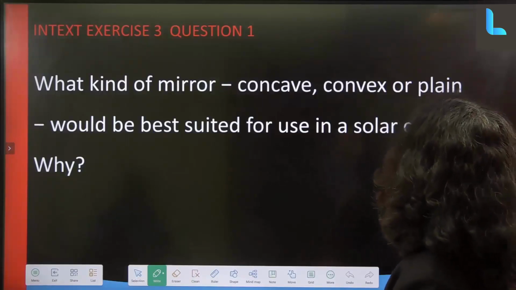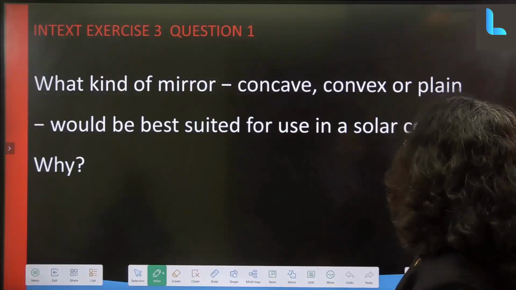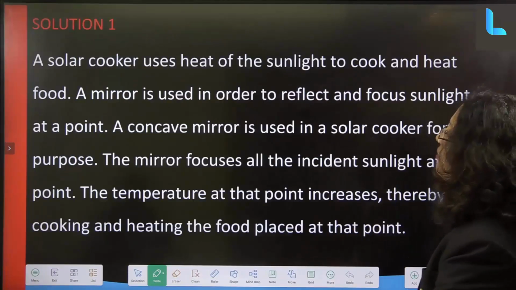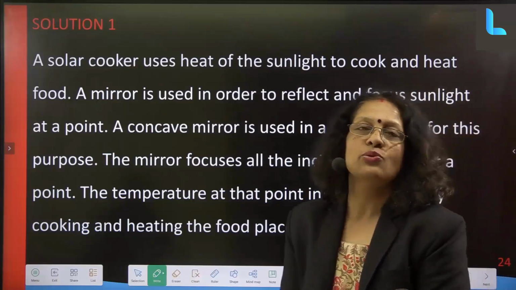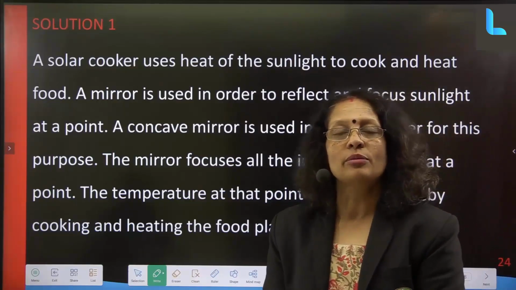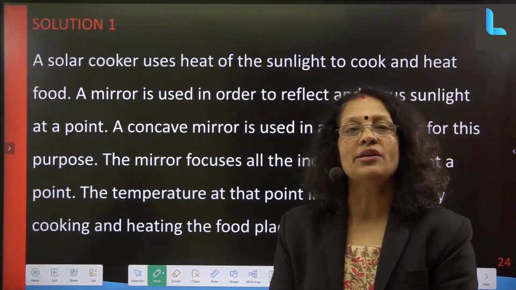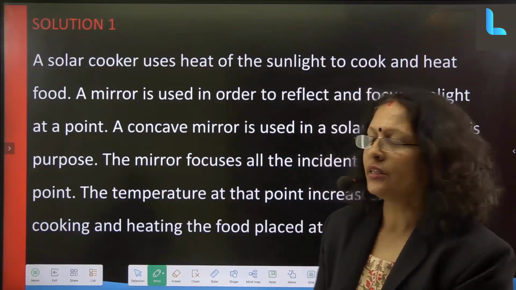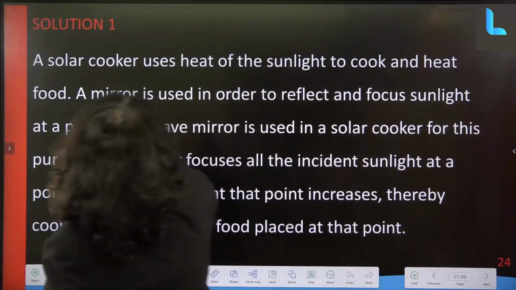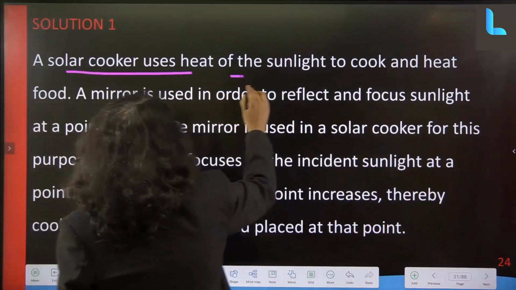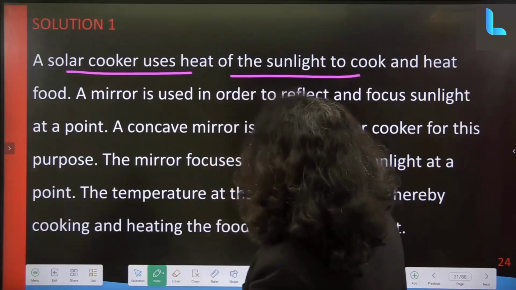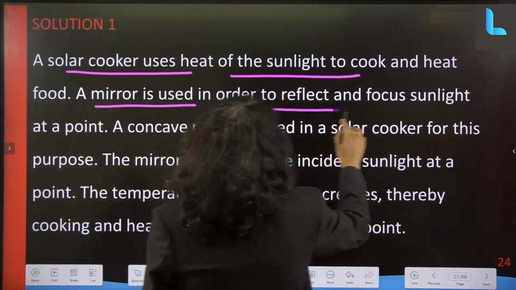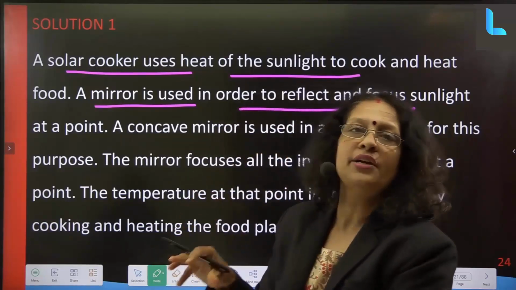What kind of mirror, concave, convex or plane, would be best suited to use in a solar cooker, and why? Solar cooker is based on energy trapped from the sun. Solar heat is getting trapped and converted to another form of energy. A solar cooker uses the heat of sunlight to cook and heat the food. A mirror is used. Why is the mirror used here? In order to reflect and focus the sunlight at a point.